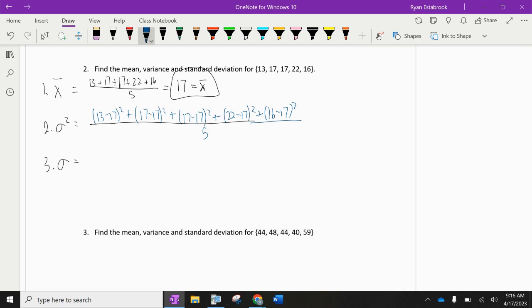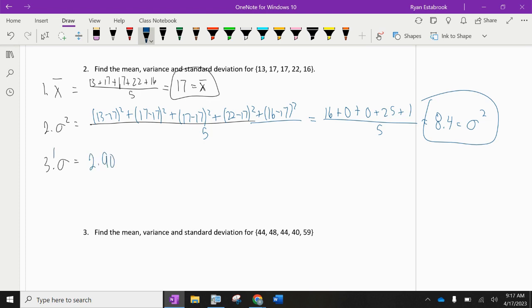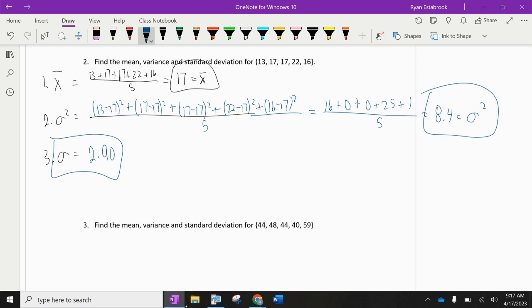So I'd go to my calculator, enter all of this in, or I could go step by step again. So 13 minus 17 squared. All those divided, we get 8.4 for the variance. And then take the square root of that. Square root of 8.5 comes out to 2.90. There's our standard deviation. So mean, variance, to standard deviation.